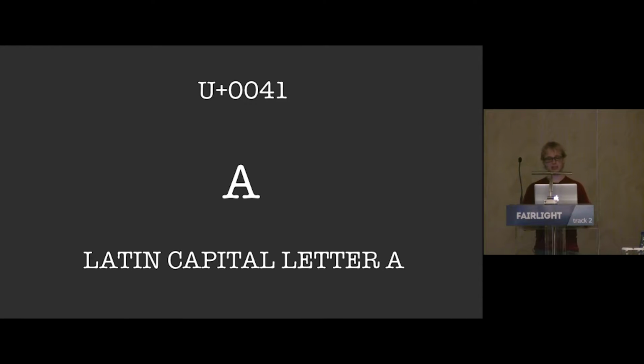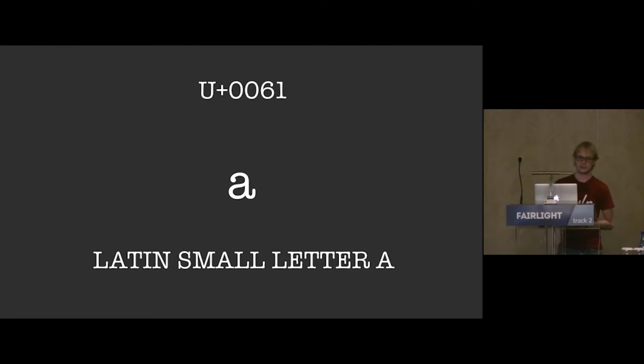Now, another example is the Latin small letter a. This is a completely different character, so it has its own completely different code point. Now, I think you start to get the idea now. Each symbol in Unicode simply gets its own code point and its own name. It's as simple as that.